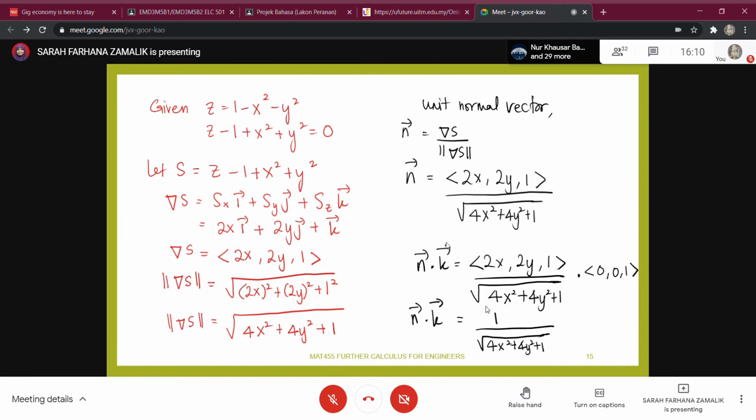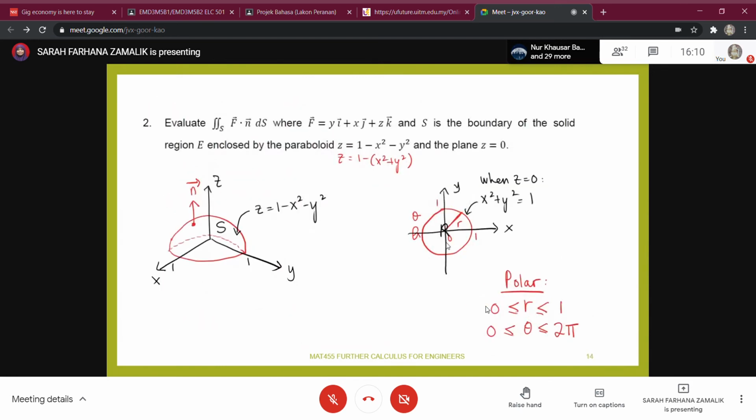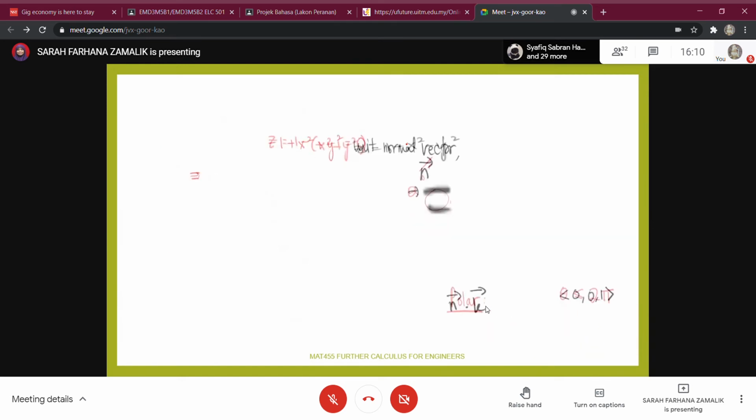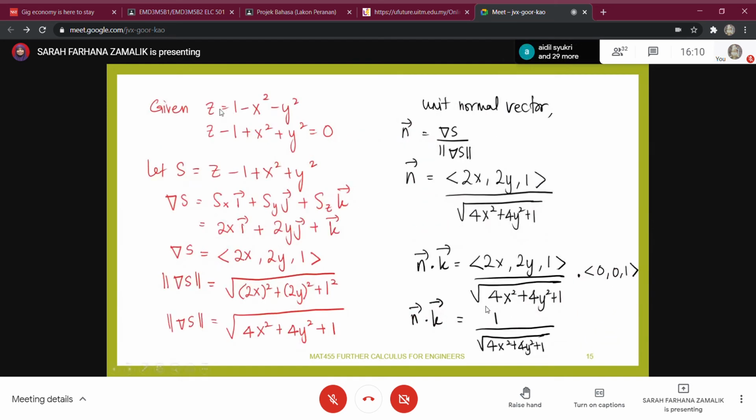Determine first your S. In this case, tadi saya dah bagi tahu S dia yang mana, sebab tu saya tulis S ni. S is actually the paraboloid, Z equals to 1 minus x square minus y square. So given your Z here, your paraboloid surface, let it equals to 0 first so that you can let it as S. So S equal to Z minus 1 plus X square plus Y square. So bawa je lah yang sebelah kanan ni pergi sebelah kiri. So that's why you get your surface S as such.